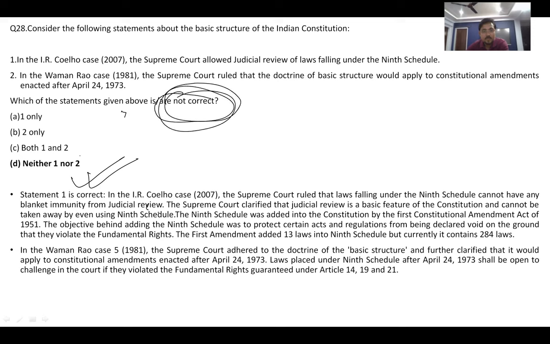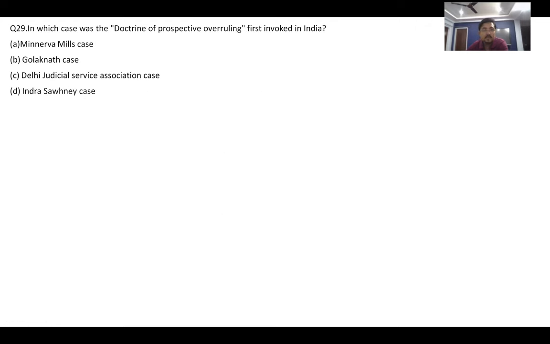Okay, in the IR Coelho case in 2007, the Supreme Court said laws falling under the 9th Schedule cannot have any blanket immunity from judicial review. To clarify, judicial review is a basic feature of the constitution and cannot be taken away by using the 9th Schedule. Next, the Waman Rao case of 1981: the Supreme Court adhered to the doctrine of basic structure and further clarified that it would apply to constitutional amendments enacted after April 24, 1973.